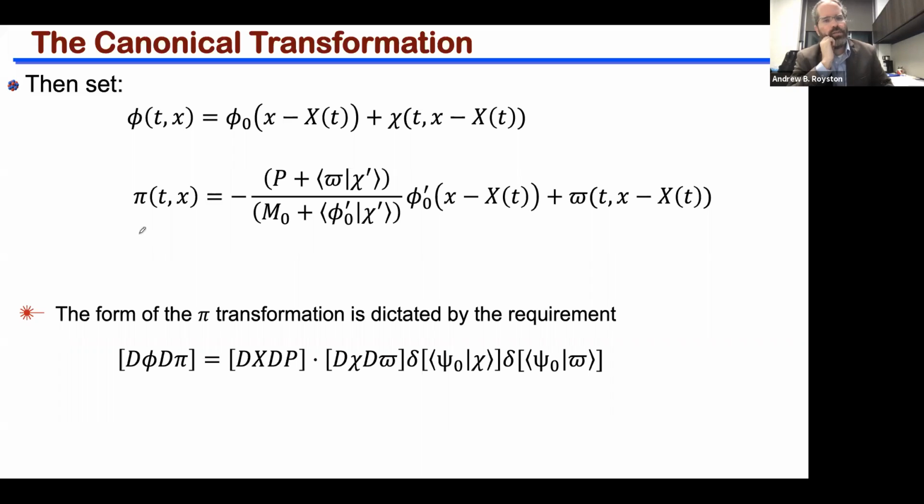The momentum transformation, notice here that it is spatially non-local. It involves integrals over rho of the new fields, but it is local in time.